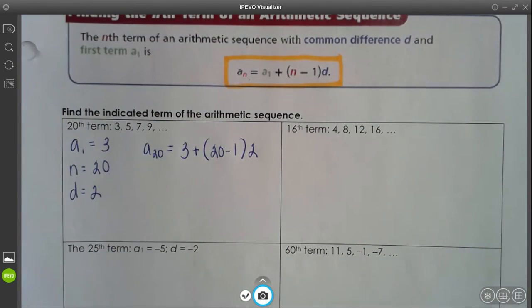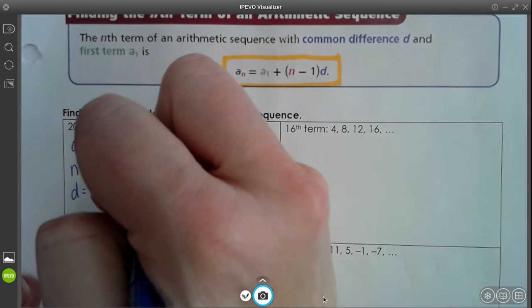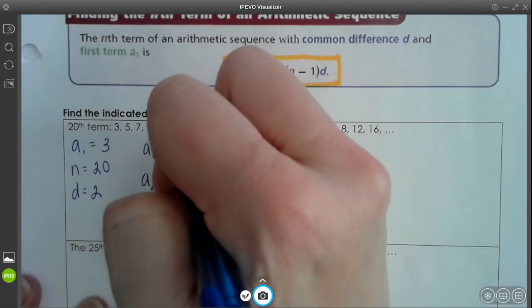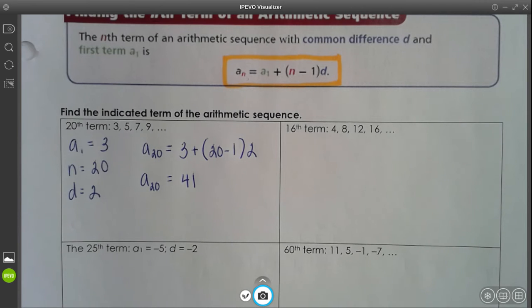Okay, you can use your own math to help you out with this, or we can enter this into Desmos or a calculator. So it was 3 plus, the parentheses are important, that's why they're there, and then a 2 afterwards. That tells me the answer would be 41. So that's telling me that the 20th term in this sequence would be 41. And I was able to do that without writing out 20 terms and adding 2 over and over and over and over. Okay? So using this formula will help you a great deal.